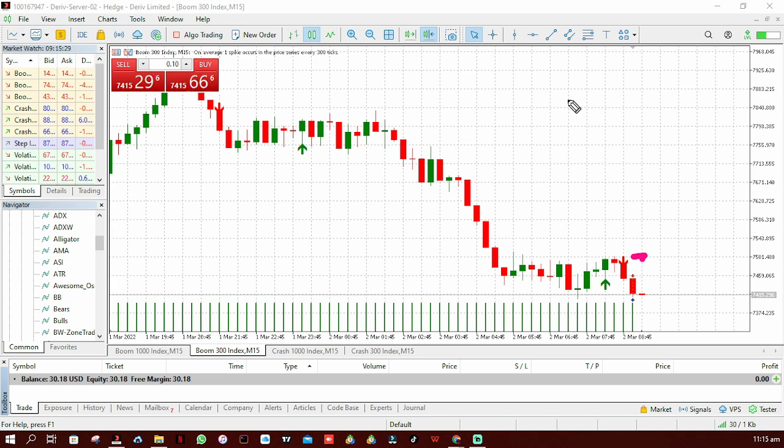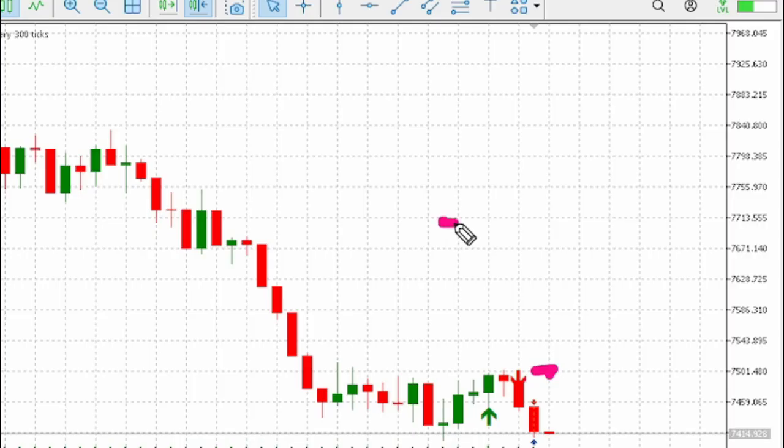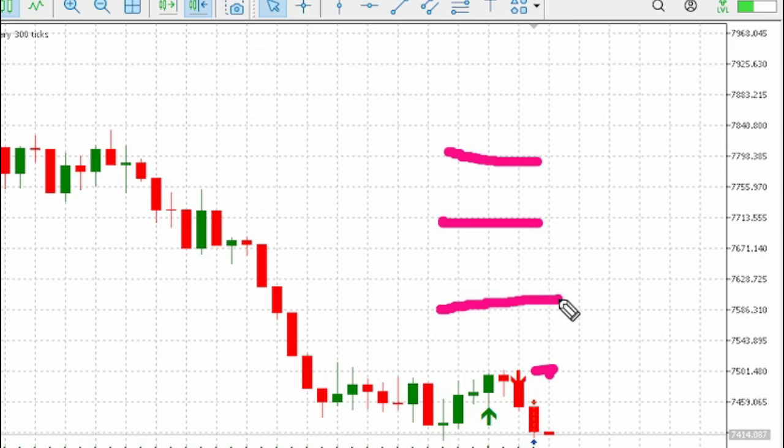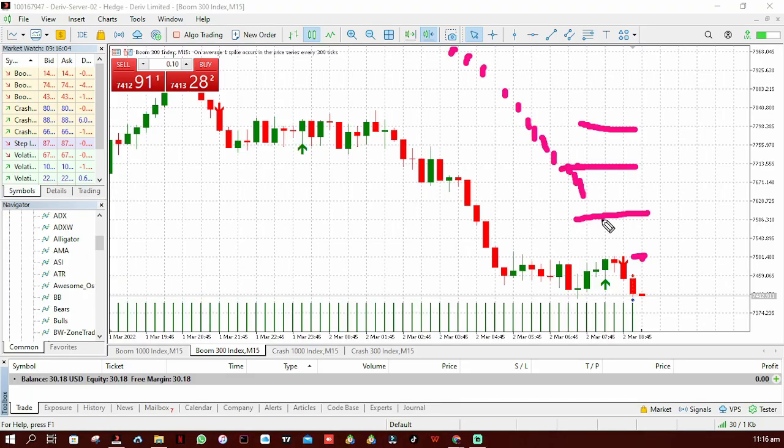So let us say you enter a trade at this level, this level is your stop loss, and this level is your take profit. Imagine this is Crash 1000, and you enter a trade here. Maybe before it reaches the take profit here, a spike happens. Bam, imagine this is a spike.